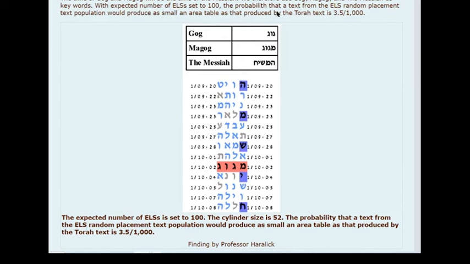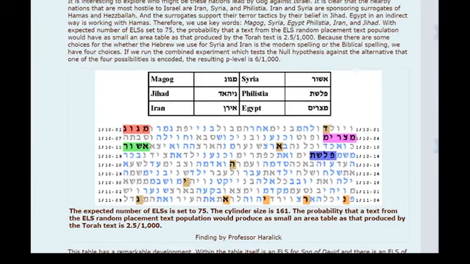Basically, the probability that a text from the ELS, equal letter sequence, random placement text population, produces a small area table as that produced by the Torah text is 3.5 in 1,000. So now this is the explanation. It is also a table which was found by Professor Haralick. A step further, this is a table also found by Professor Haralick.